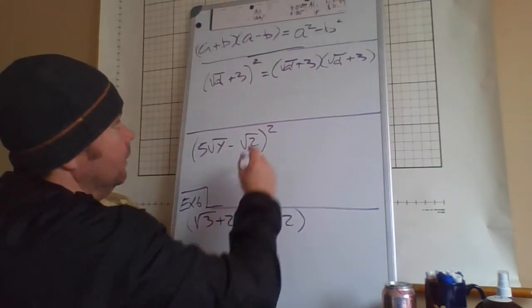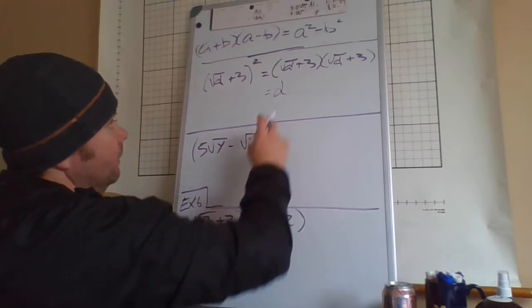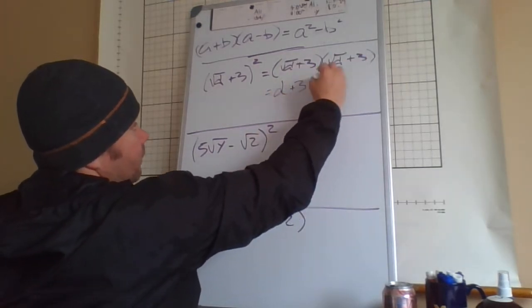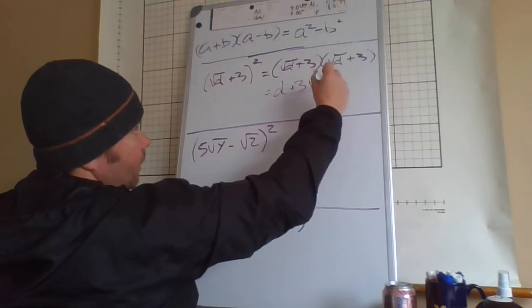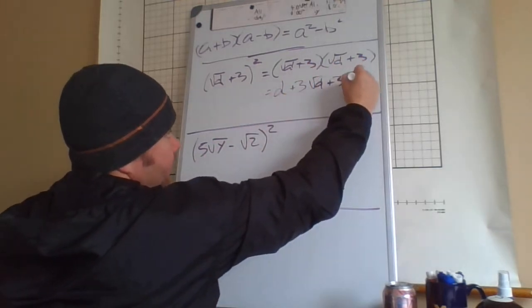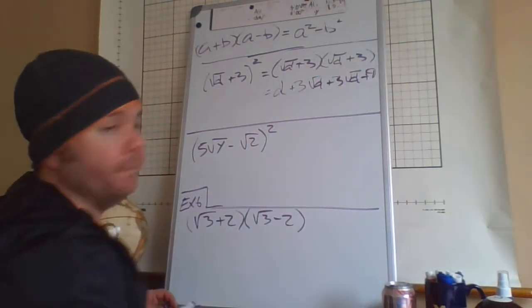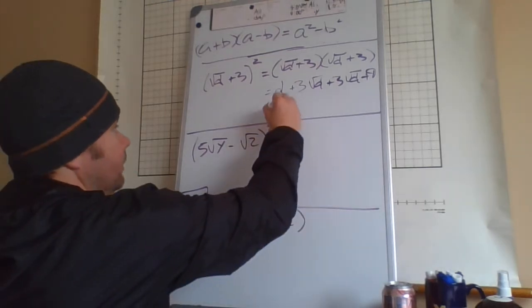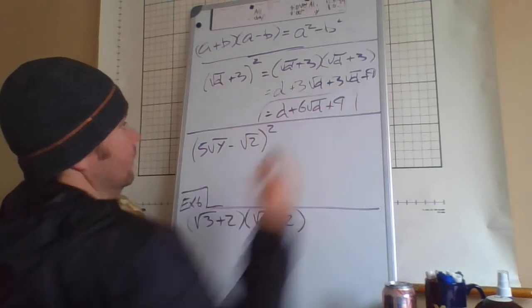Square root of d times square root of d equals d. Square root of d times 3 is 3 times the square root of d. This one, 3 times the square root of d, is another 3 times the square root of d. And then for the last, 3 times 3 is 9. Combine like terms, and you get d plus 6 times the square root of d plus 9.